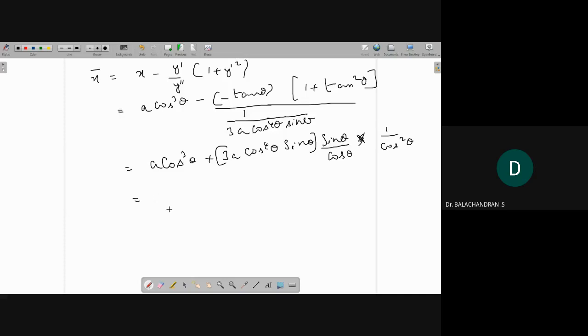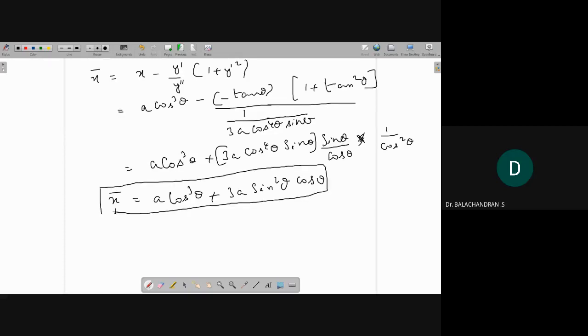So a cos cube theta plus 3a sine square theta cos theta. So this is actually x bar. Okay, thank you. Next we'll find y bar. So who is ready to tell y bar?